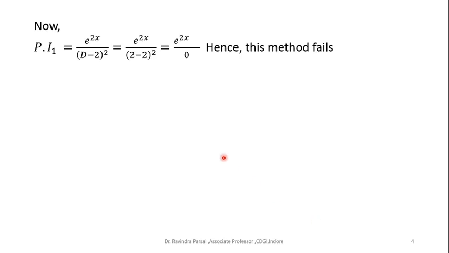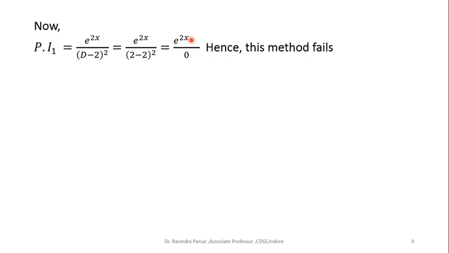Now first we concentrate on finding the particular integral corresponding to e raised to 2x. What we mean by the particular integral of an exponential function is that it is obtained by putting a in place of D, where a is the coefficient of x in the exponent of e raised to ax. Here the coefficient is 2, that's why you are putting 2 in place of D. So 2 minus 2 whole square, that is, the denominator vanishes.